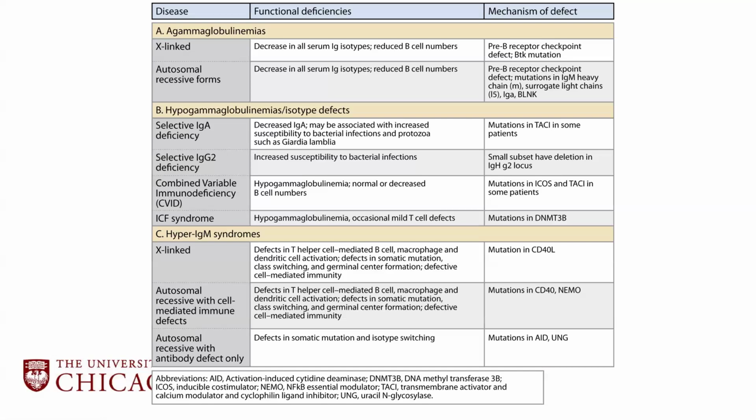And I'm pretty sure there's one more defect in here. I can't remember off the top of my head. CD40 ligand, NEMO. I think there's four that lead to this. Oh, maybe it's AID and UNG. I guess that's it. These are all hyper IgM syndromes. If you get a defect in the somatic mutation or isotype switching, you still have IgM. So it's AID and UNG. That's what it is: CD40, CD40 ligand, NEMO, AID, and UNG. So there are five different causes of the hyper IgM syndrome.